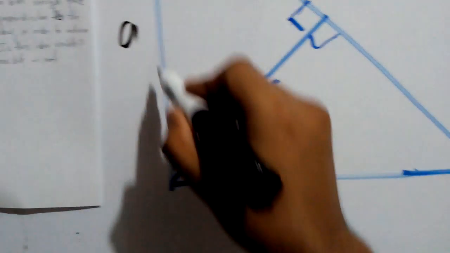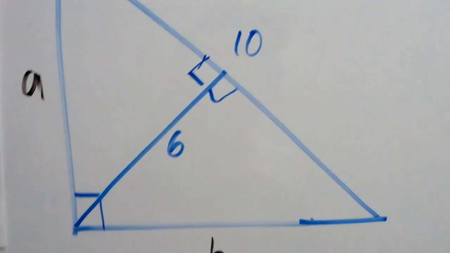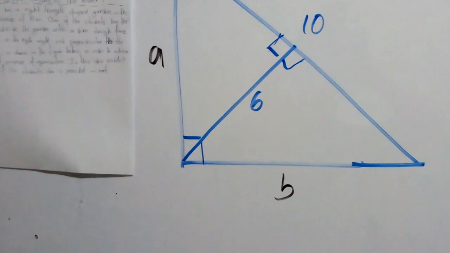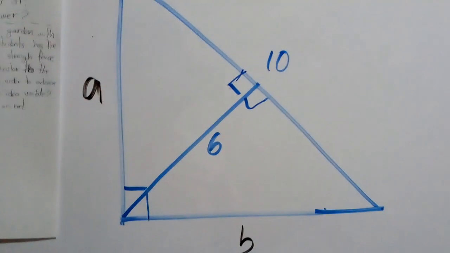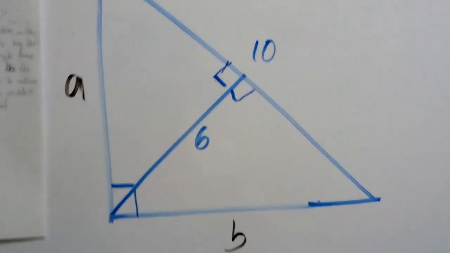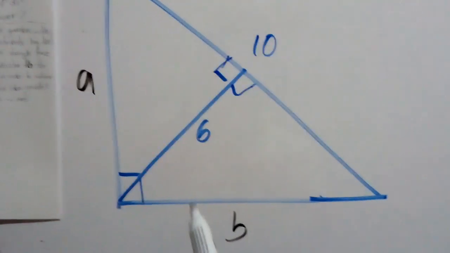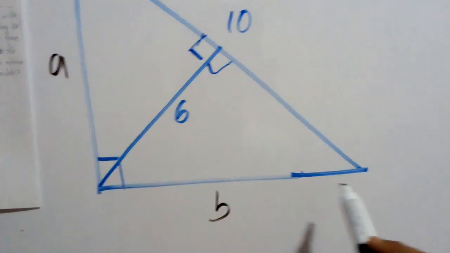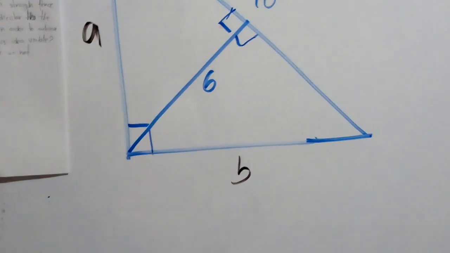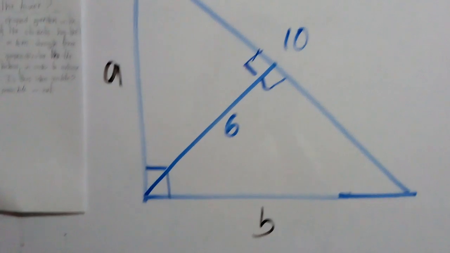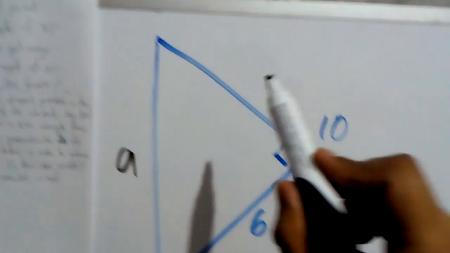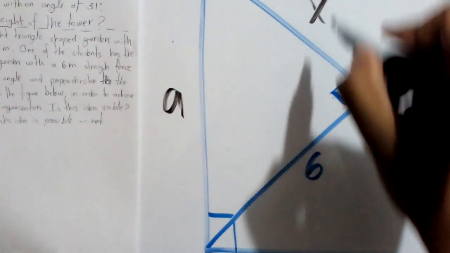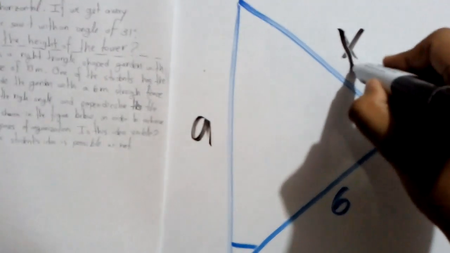So let's call this side A and this side B. I want to highlight that we have three triangles. Do you see the three triangles? This is one, this is another, and this is another. So far we have three triangles in these constructions, and if we call this side X, let's call it X.